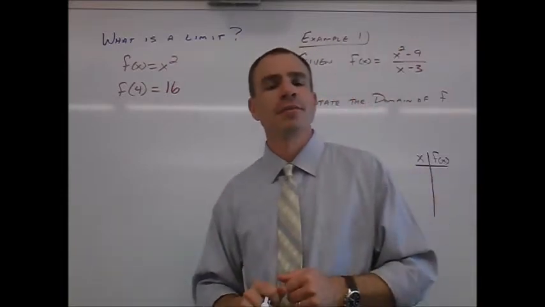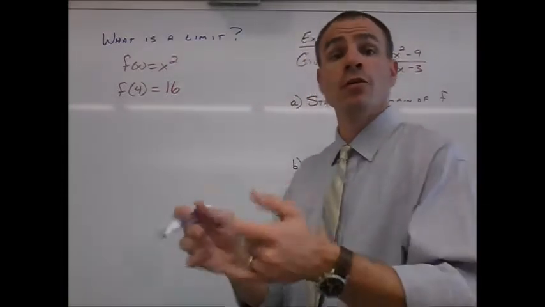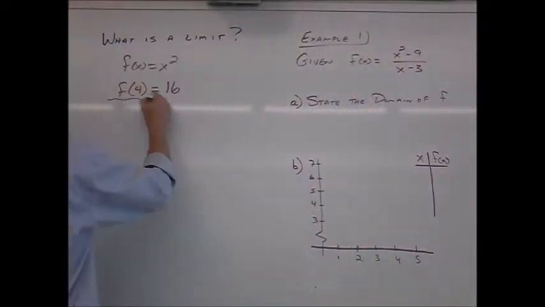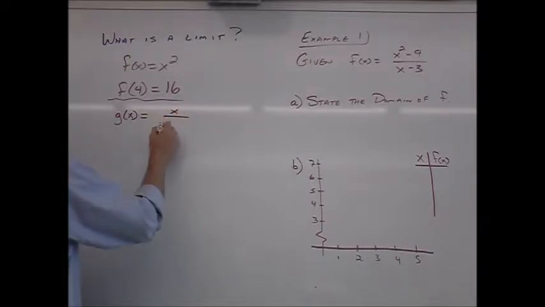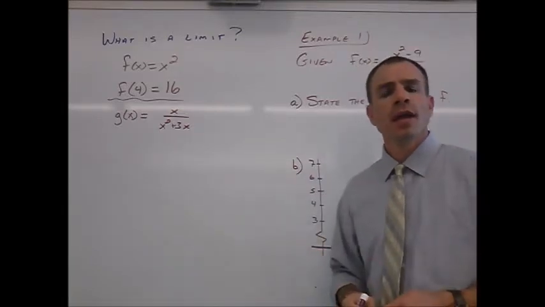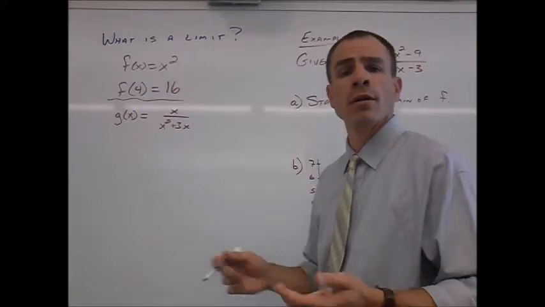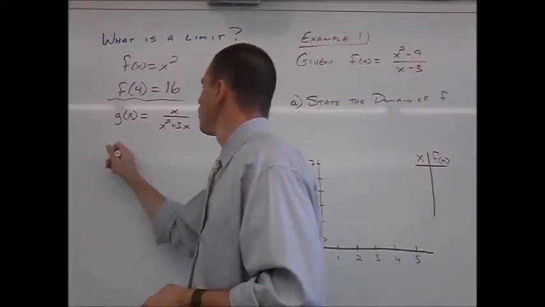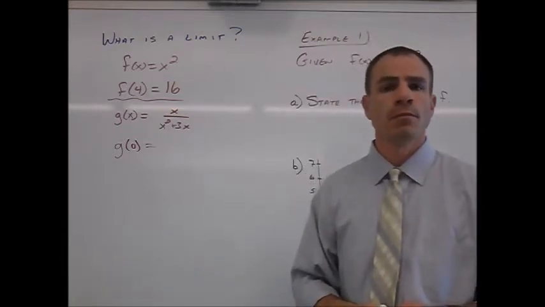All right, piece of cake. Great way to start our class. All right, let's change the function a little bit. Let's make it a rational function. So I've got a new function, g(x), and g(x) is going to be x over x squared plus 3x. Okay, so a little bit more complex function. And this time, instead of the value of the function at 4, what's the value of the function when x is equal to 0?